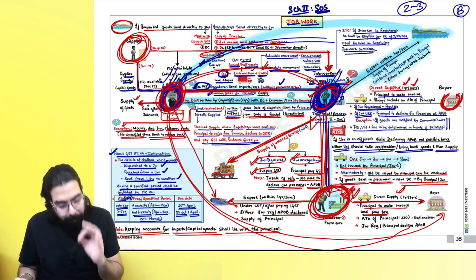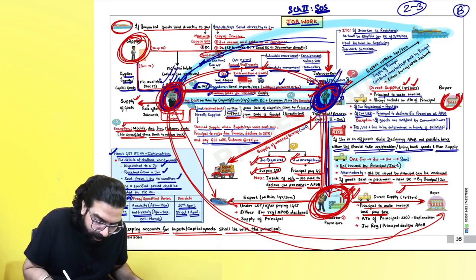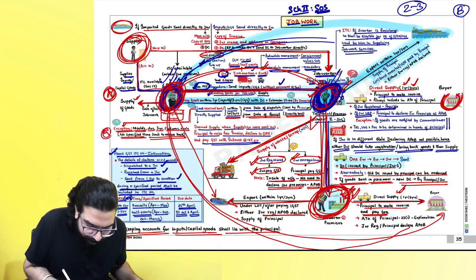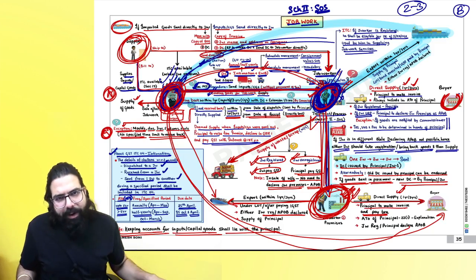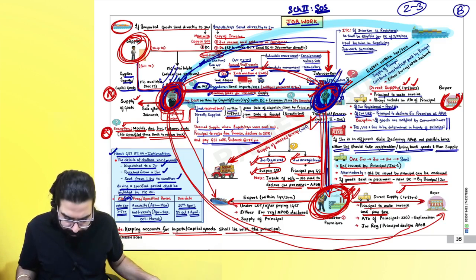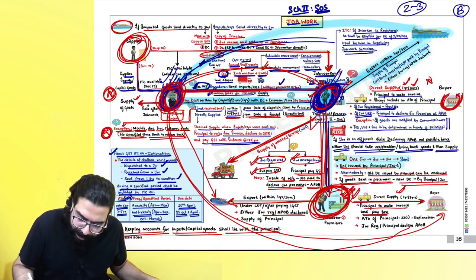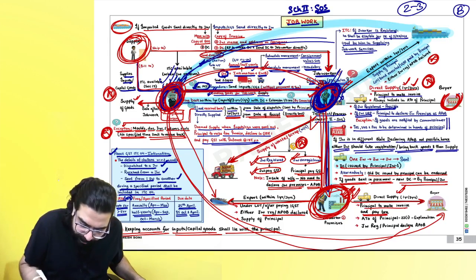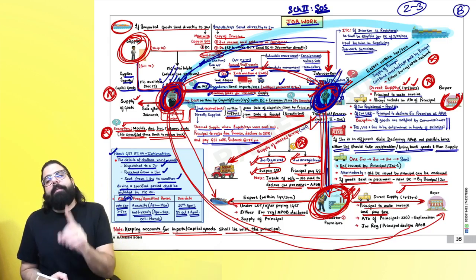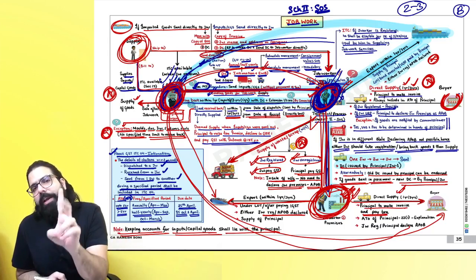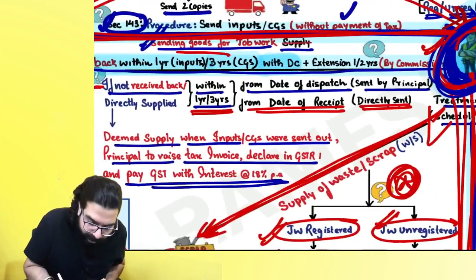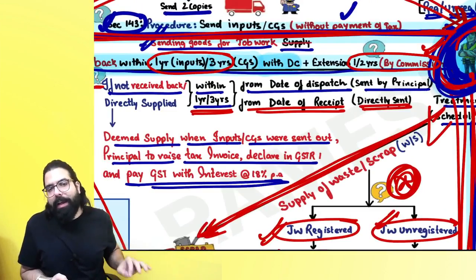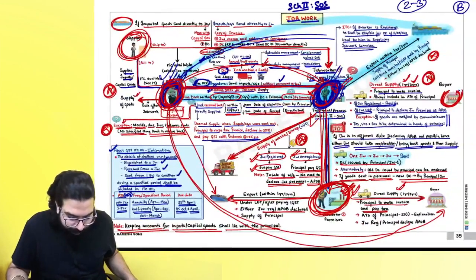In job worker, the most important thing to remember is the time limit to bring it back: 1 year or 3 years. The second important thing is the exceptions: in the case of moulds, dies, fixtures, etc., the 3 years time limit is not applicable. Sir, can I supply directly and can I export? This point also you can remember. Waste and scrap related points you can remember. The time limit to bring back is 1 year or 3 years, and the commissioner can extend it by 1 year in case of inputs, and for capital goods a 2 years extension can be done.